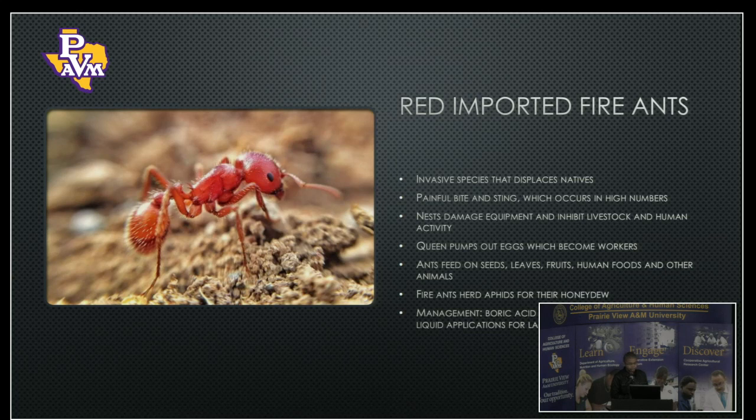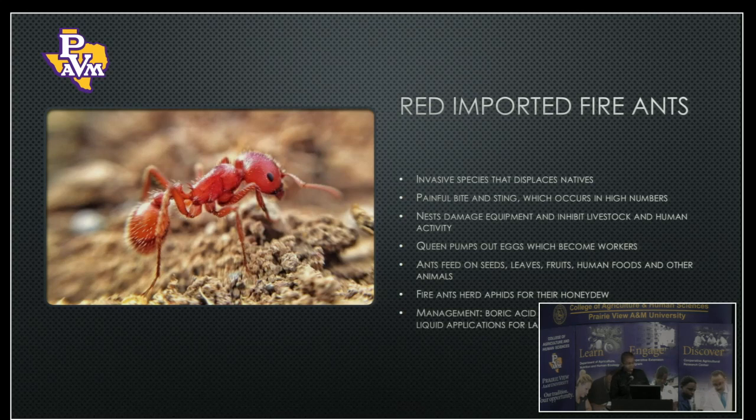The queen, similar to the female aphids, is constantly pumping out eggs, which become the workers. So the hive just keeps getting bigger and bigger. Ants are omnivores. They can feed on seeds, leaves, fruits, human foods, even other animals as well. So if you have chickens or smaller animals, they will sometimes attack those, especially at night.